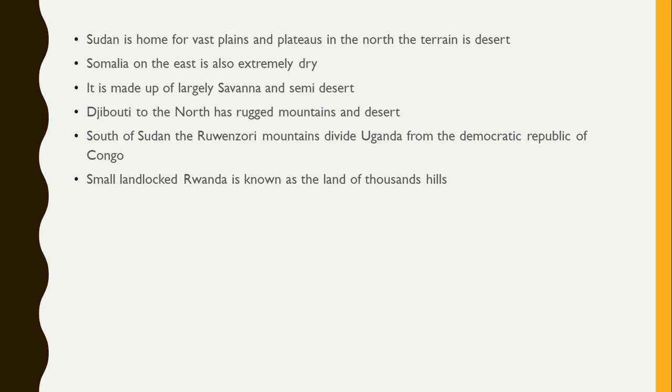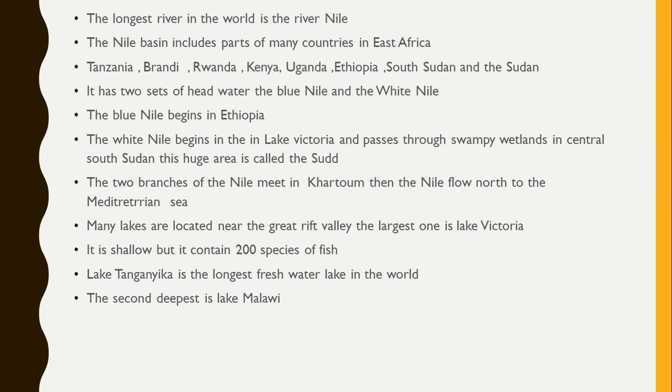South of Sudan, we have the Rwenzori Mountains, which divide Uganda from the Democratic Republic of Congo. And at the end, we have Rwanda, a small landlocked country, known as the Land of a Thousand Hills. So we have a diverse nature, a variety of physical features all over East Africa: deserts, dry land, savanna, rugged mountains, the Rwenzori Mountains dividing Uganda from the Democratic Republic of Congo, and Rwanda, the Land of a Thousand Hills.